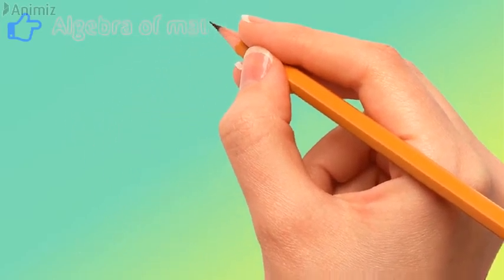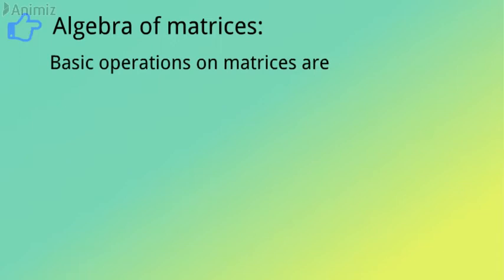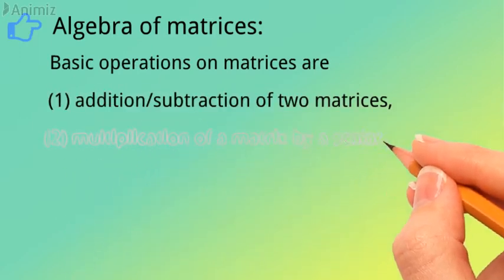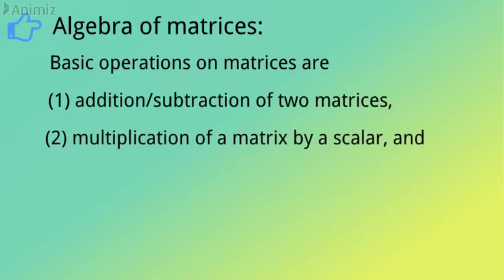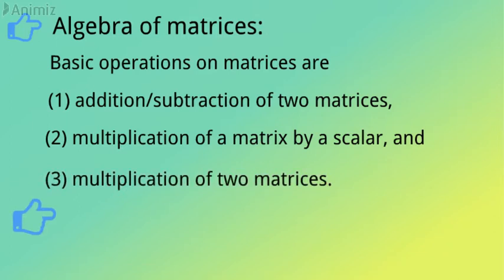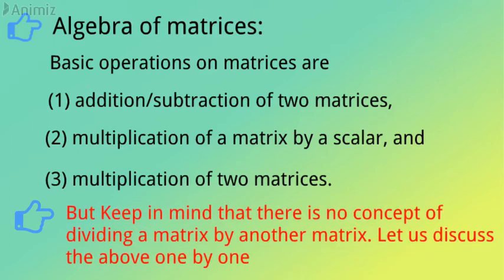Algebra of matrices. Basic operations on matrices are: first, addition and subtraction of two matrices; second, multiplication of a matrix by a scalar; and third, multiplication of two matrices. But keep in mind that there is no concept of dividing a matrix by another matrix. Let us discuss the above one by one.